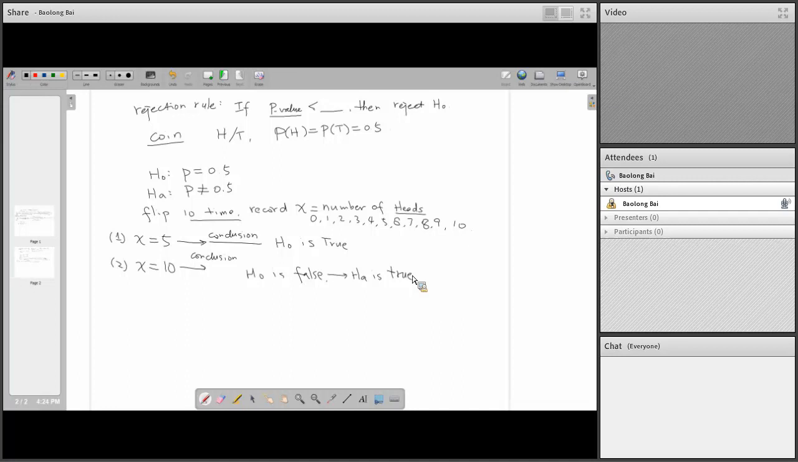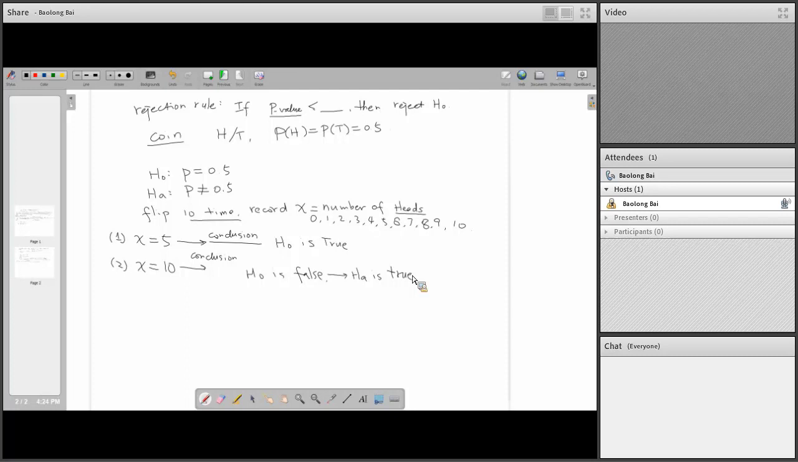But based on what do we make a decision like this? Why do I conclude the coin is fair when you observe X equal to 5, versus the coin is not fair when X equal to 10? So a lot of people will say, because it's not likely to happen, right? So that's exactly the idea of what a p-value is.